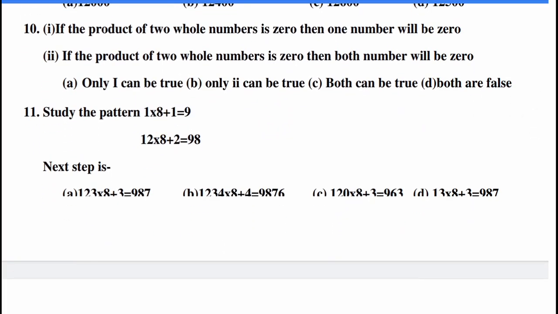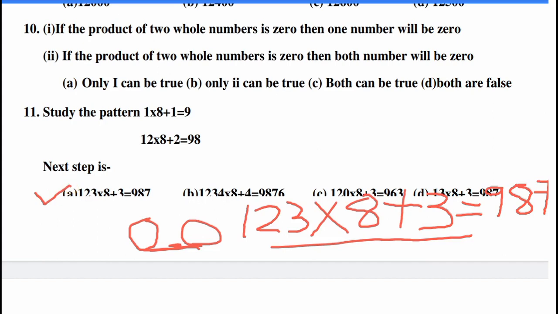And here it is given in the first option. It is given in the first option, right? You can compare both of these. Okay, so answer is A.